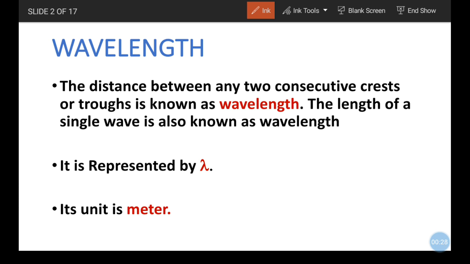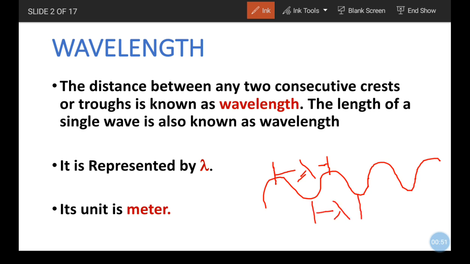The distance between any two consecutive crest or trough is known as wavelength. For example, this is a wave and the distance between any two consecutive crest, or any two consecutive trough is known as wavelength. It is represented by lambda and its unit is, since it is a length, meter.